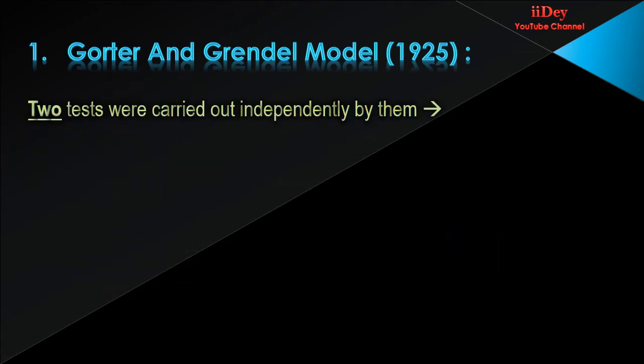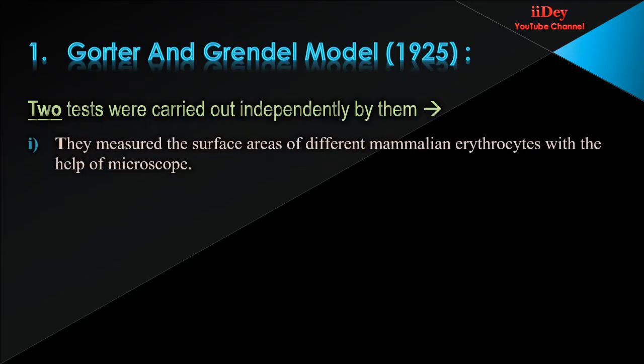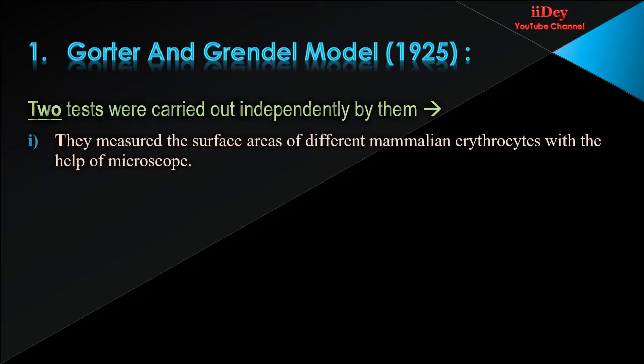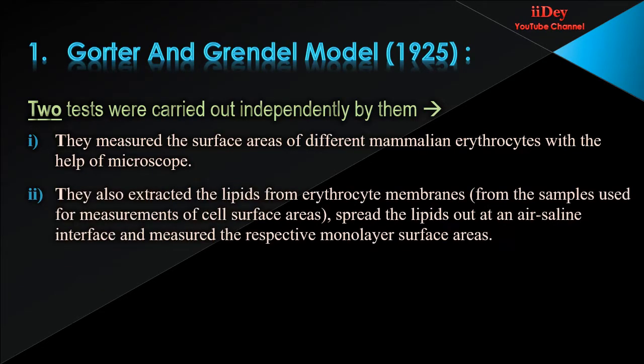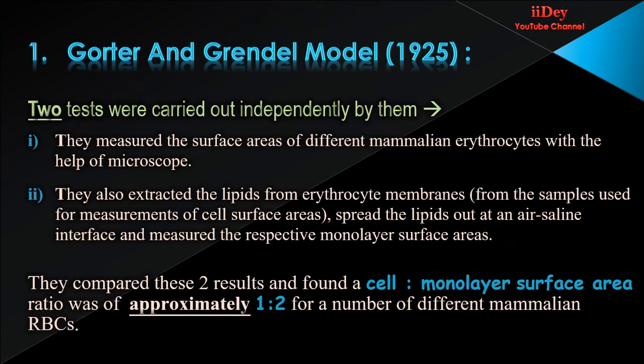Two tests were carried out independently by them. Number 1. They measured the surface areas of different mammalian erythrocytes with the help of a microscope. Number 2. They also extracted the lipids from erythrocyte membranes, from the samples used for measurements of cell surface areas, spread the lipids out at an air-saline interface, and measured the respective monolayer surface areas. They compared these two results and found the ratio of cell to monolayer surface area was approximately 1:2 for a number of different mammalian RBCs.